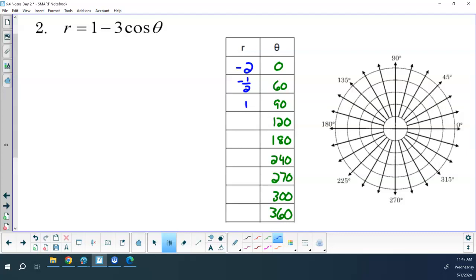-1/2, so that would be 5/2. At 180, it's -1, so that would be 4. At 240, it's -1/2. So that would be 5/2 again. 270 is 0, so that's back to 1. 300 is 1/2, so that's back to -1/2. And 360 is back to -2. All right, so at 0 degrees, we're at -2. So that's right there. At 60 degrees, we're at -1/2. That's right there. At 90 degrees, we're at +1. So that's right there. At 120 degrees, we're at 2.5.